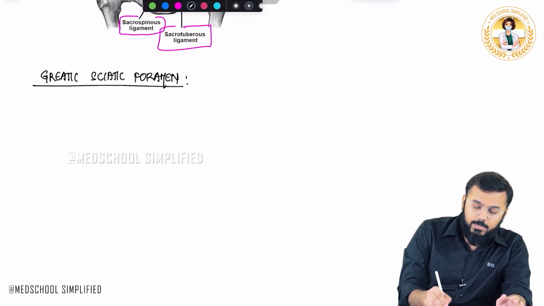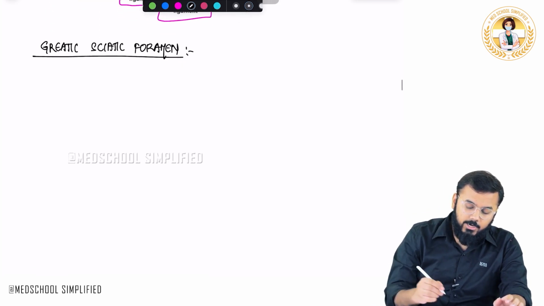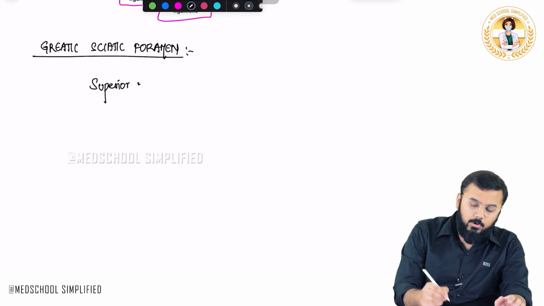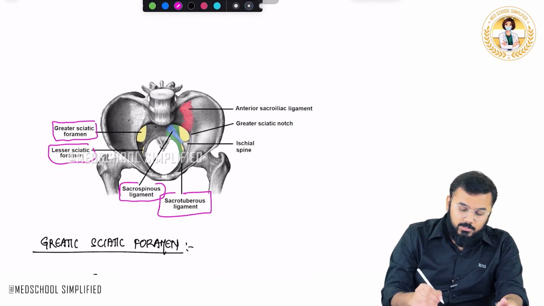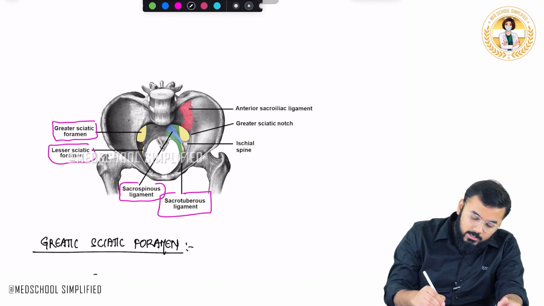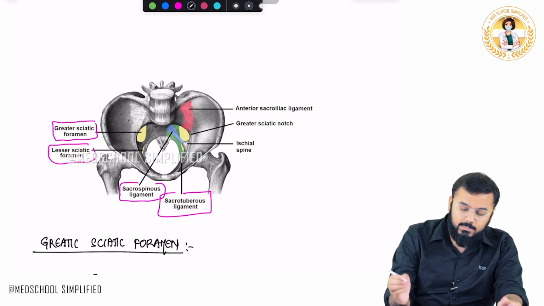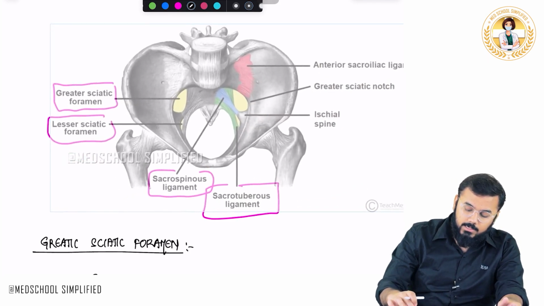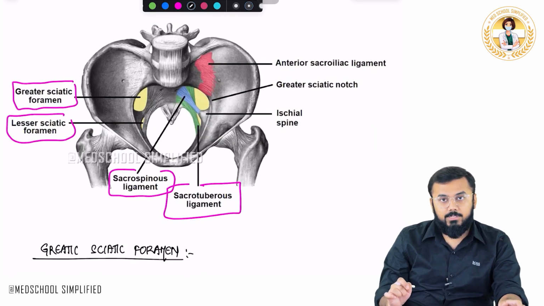Now coming to this greater sciatic foramen, what are the different borders? First of all, the greater sciatic foramen has a superior border. What does the superior border have? The superior border is the border that is above. Above, you have a ligament called the anterior sacroiliac ligament, right? So what is this ligament over here? This is the anterior sacroiliac ligament. Let me enlarge it, now it will be easy for you.